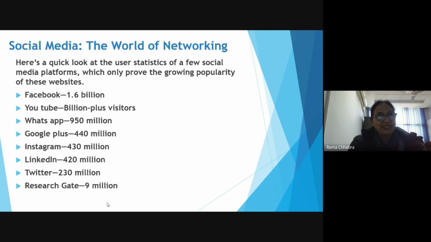So see the data: the growth of social media over the past few years has changed the ways in which the internet is experienced by most end users. Just a quick look at the users' statistics of a few social media platforms, which only proves the growing popularity of these websites. India is the largest online country after China with 65 crore internet users. 97% use mobile phones to access the internet.